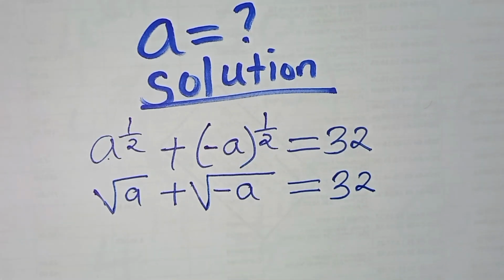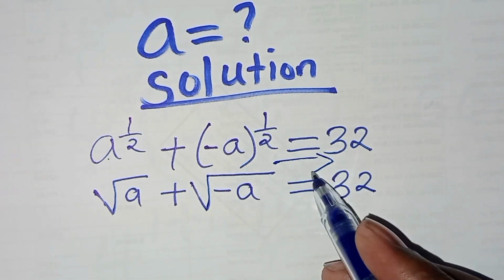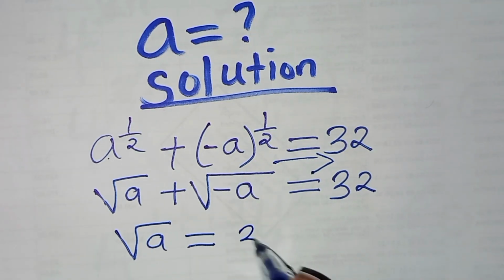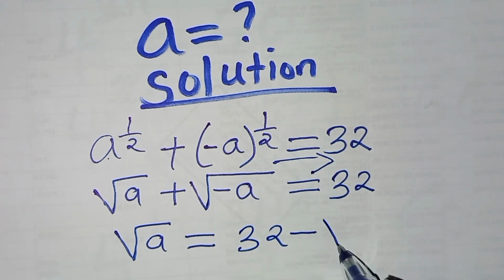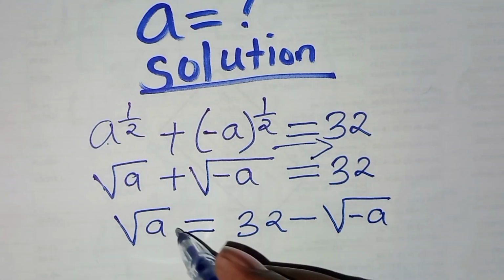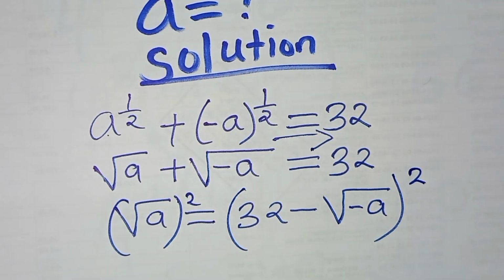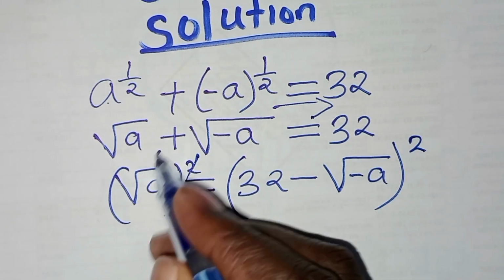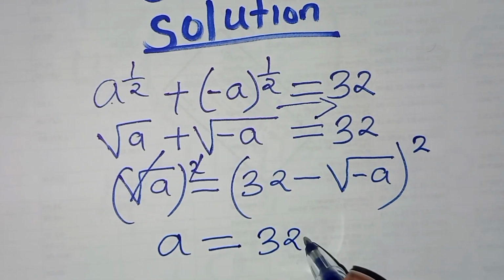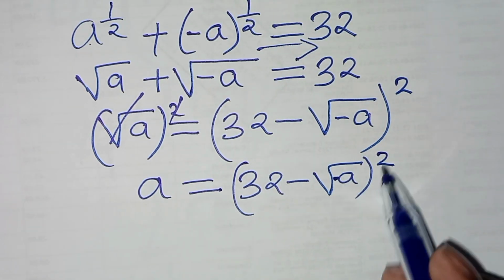The next step from here, let's take the square root of negative a to the right hand side. So that now we'll have the square root of a equal to 32 subtract the square root of negative a. The next step here, let's square both sides. So here we eliminate the square root sign, and we have a is equal to 32 minus the square root of negative a, squared.